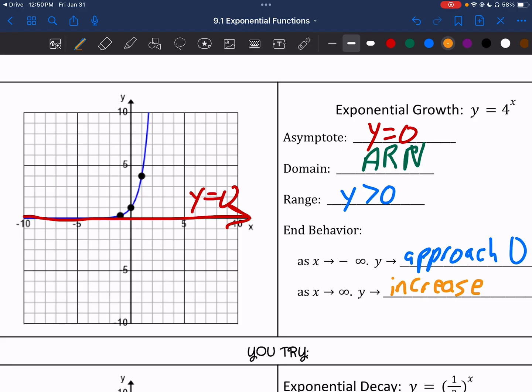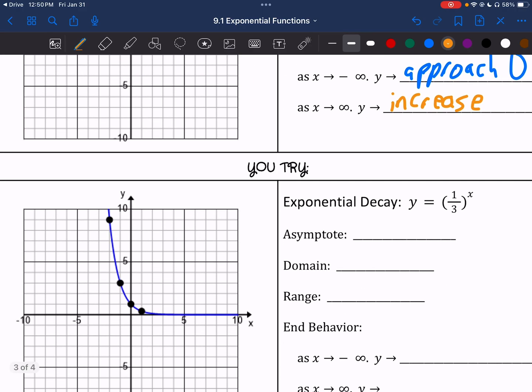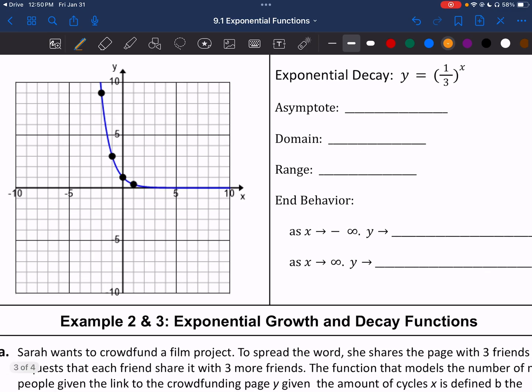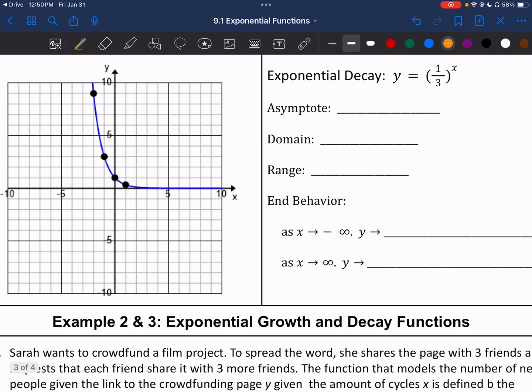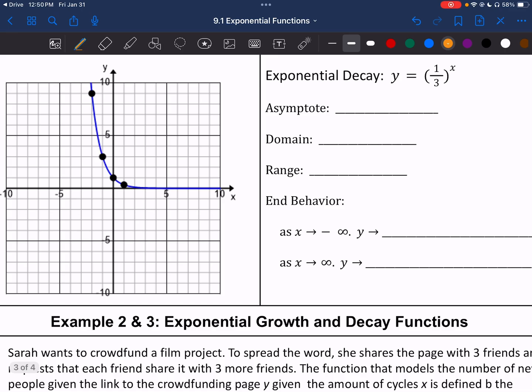All right, so now there's a Try problem. We have an exponential decay problem. I'm already telling you that. And you have to figure out the asymptote, the domain, the range, and the end behavior for this function, y is equal to 1/3 to the x power.